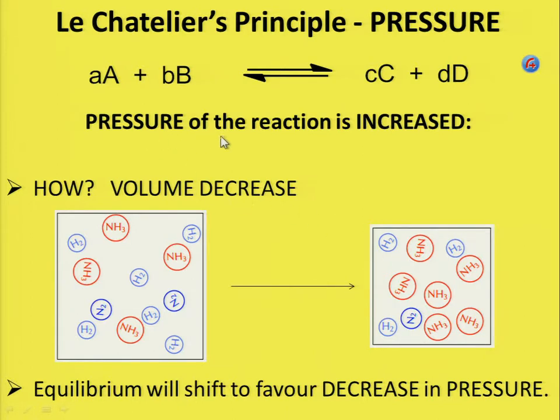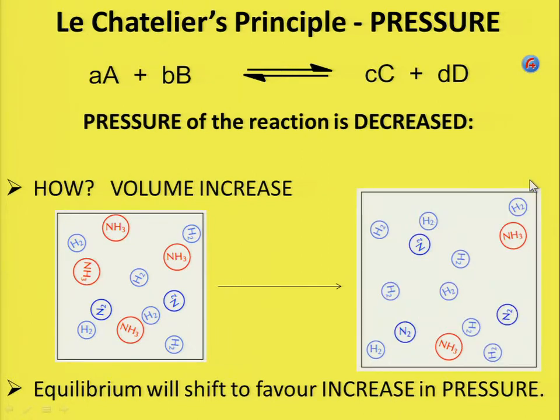If the pressure of the reaction is increased, how? By a decrease in volume, then the equilibrium will shift to favor a decrease in pressure. So when the pressure of the reaction is decreased, how? By a volume increase, increasing the size of the container, the equilibrium will shift to favor the increase in pressure.